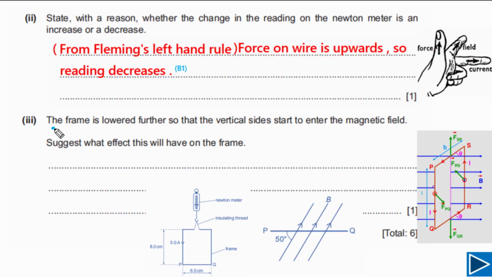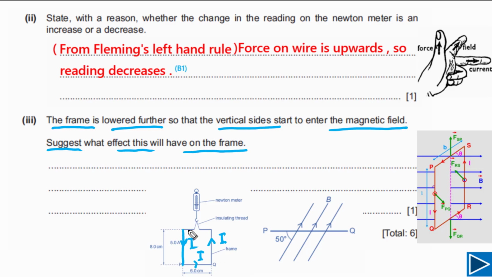For the last part, it is given to us the frame is lowered further so that the vertical sides start to enter the magnetic field. We need to suggest what effect this will have on the frame. First of all, let's try to understand what it means by vertical sides. Vertical sides means this left side and this right side. Current in the left side is down, current here is up, and current here is to the right.